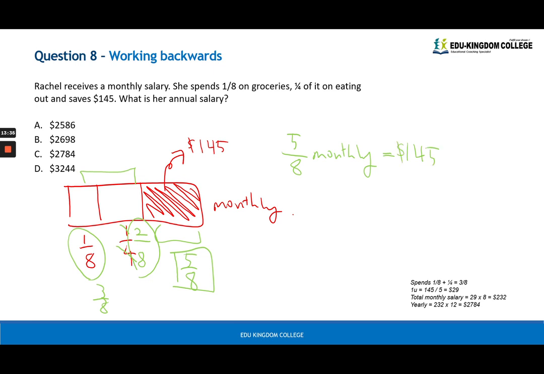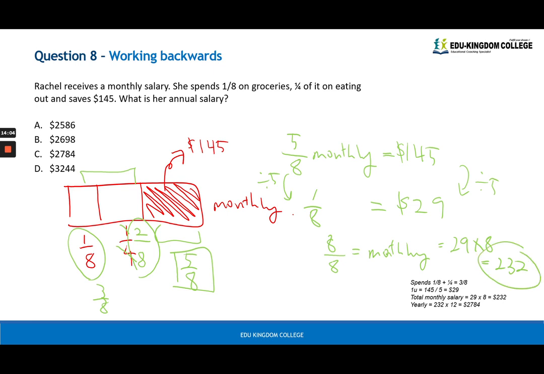Okay, we want to get to the whole monthly salary, i.e. 8 out of 8. So let's get to 1 out of 8. What do we do? We divide it by 5, right? There's 5 parts, we only want 1. Divide this by 5, and you get $29. $29 is 1/8, so 8 out of 8, i.e. the monthly. Okay, the monthly must be 29 times 8, which is 232.